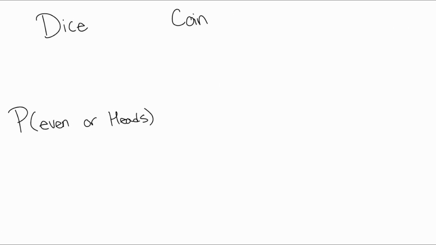Everybody, what did we say we do when it comes to the word or? The operation that we work under? Correct, it's addition. So let's show this. To get this probability, we'll do the probability of getting an even number, and we'll add that with the probability of getting heads. Watch the funky stuff that's about to happen.